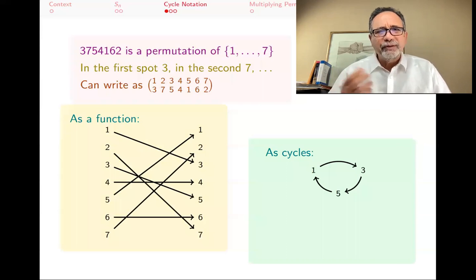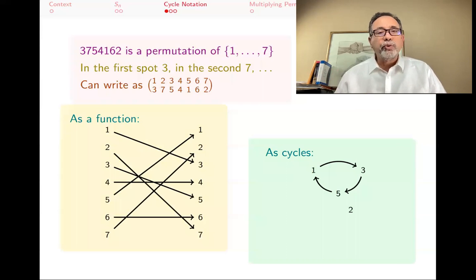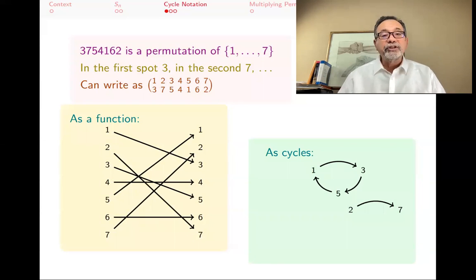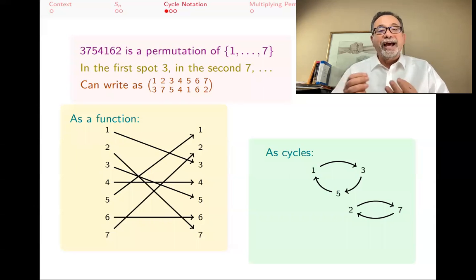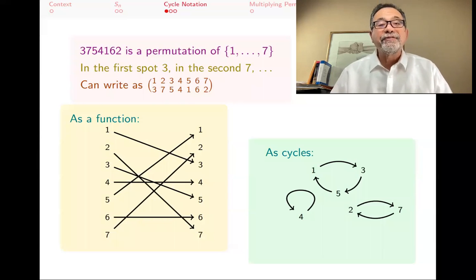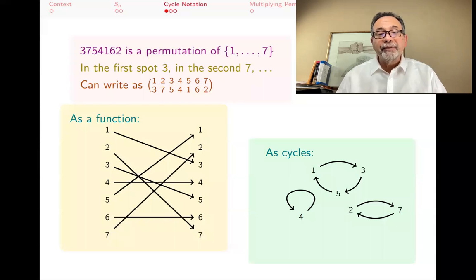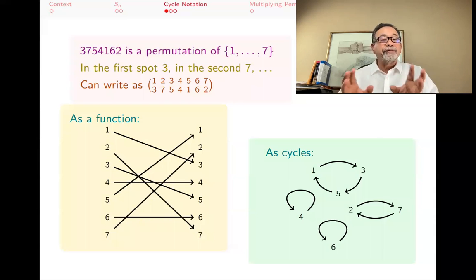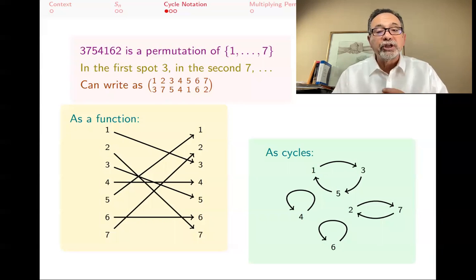The first element that we haven't taken care of is 2. So what is happening to 2? 2 is going to 7. Where's 7 going? 7 is going back to 2. So there we have a 2-cycle, a cycle of length 2, what's called a transposition. Have we taken care of everything? No, we haven't done anything with 4 yet. What happens to 4? 4 is going to 4. So 4 is not going anywhere. 4 is a fixed point. And the only other element left is 6, and that's also a fixed point. So this diagram of cycles tells us what this permutation is doing.